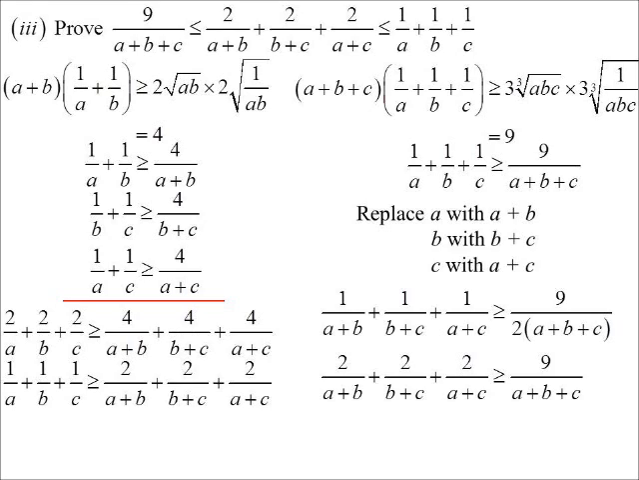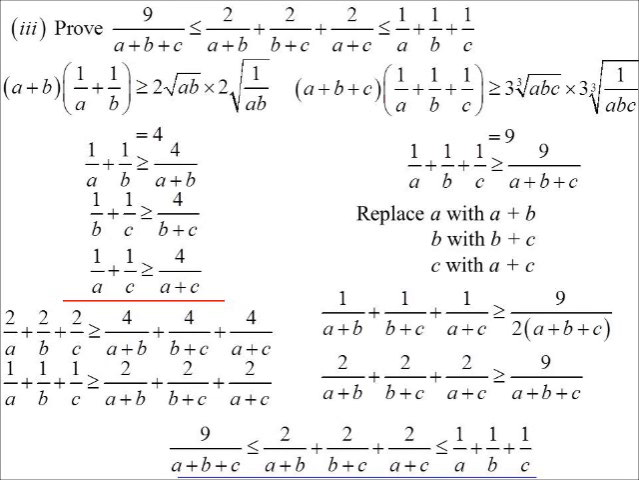Well, I change the bottom of the fractions. I don't want a, b and c as the single terms. I want a plus b, b plus c, a plus c as the bottoms of those fractions. So I just substitute them in for those pronumerals. And magic happens. The wonderful magic of mathematics. So therefore, we have our result.